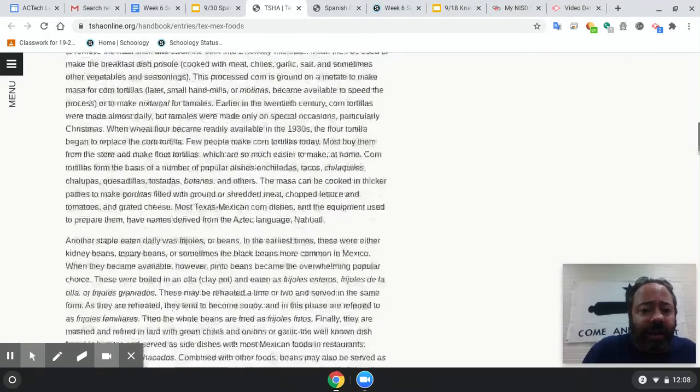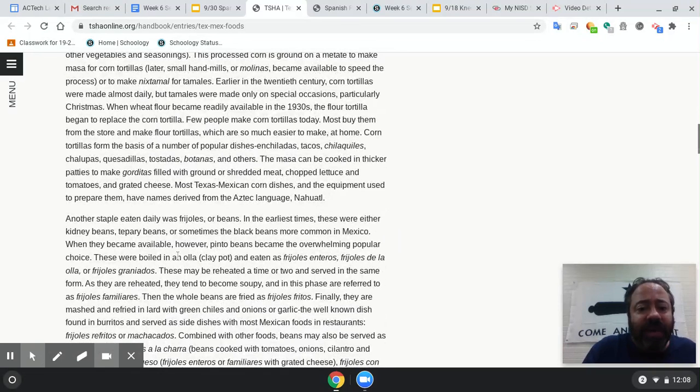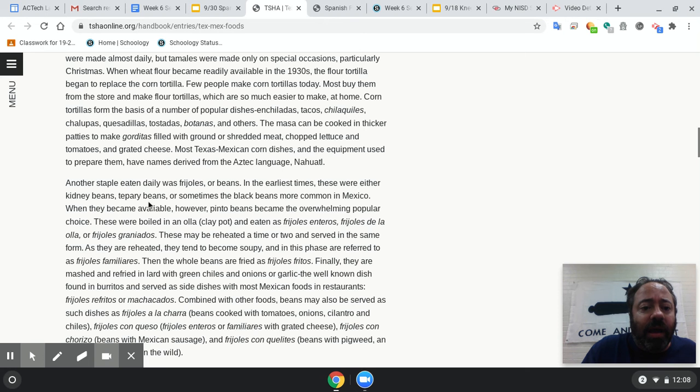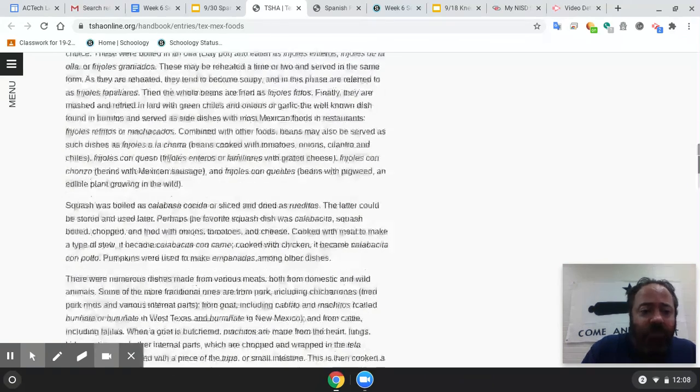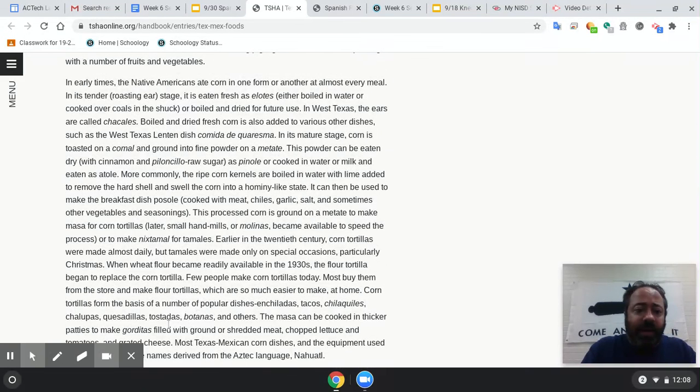They're going to tell you more different things. Beans, another staple eaten daily, was beans. In its earliest times, these were either kidney beans, tapari beans, or sometimes the black beans more common in Mexico. When they became available, however, pinto beans became the overwhelmingly popular choice. And so you could just take that line right there and use that as your proof. So you can say pinto beans became overwhelmingly popular, and it was a staple diet of the area. Any of those would work, and that's all you really have to do.